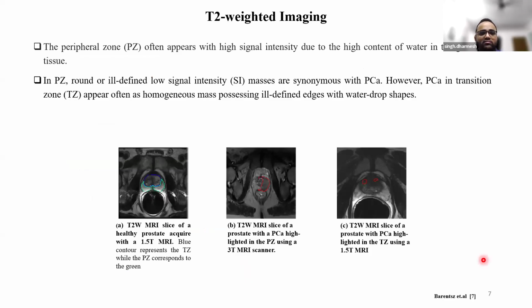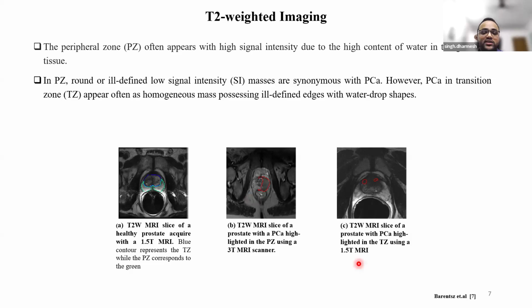T2 weighted imaging we will discuss first, and then we will come to the AI part. T2 weighted imaging is a basic pulse sequence in magnetic resonance imaging that represents differences in the T2 relaxation time of various tissues. High water content tissues appear bright in T2. So the PZ often appears high signal intensity for healthy tissue. This is a healthy prostate, and it is considered healthy because the hyperintensity is there. An abnormality in the brightness, meaning mild hypointensity on T2, indicates a disease process like cancer.